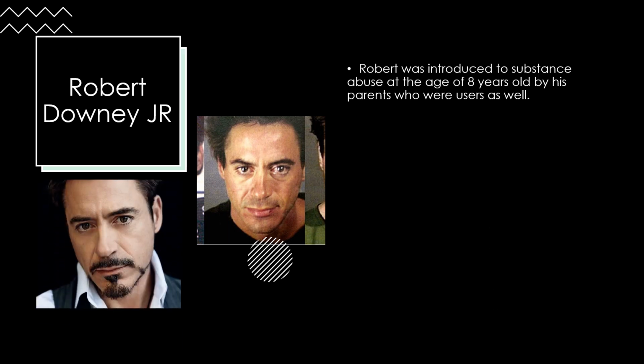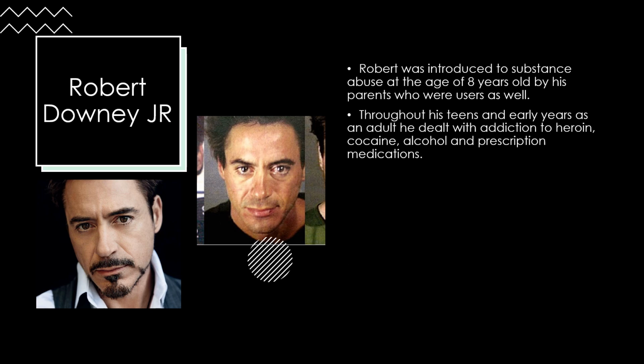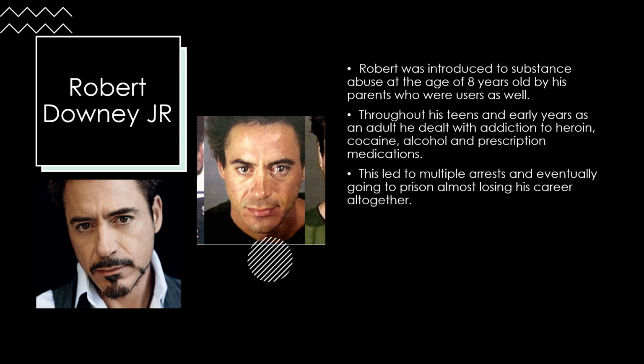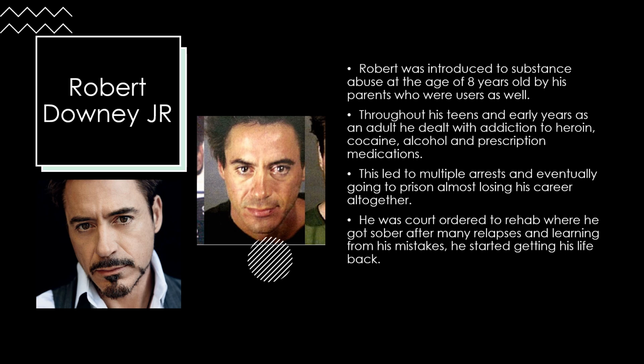One of the famous cases is Robert Downey Jr. This was him before, when he was in active addiction. This is him after he got sober. Robert was introduced to substance abuse at the age of 8 years old by his parents, who were users as well. Throughout his teens and early years as an adult, he dealt with addiction to heroin, cocaine, alcohol, and prescription medications. This led to multiple arrests and eventually going to prison, almost losing his career altogether.